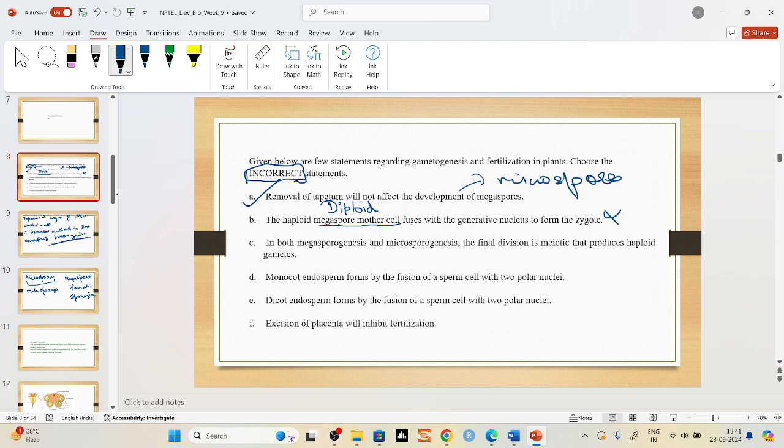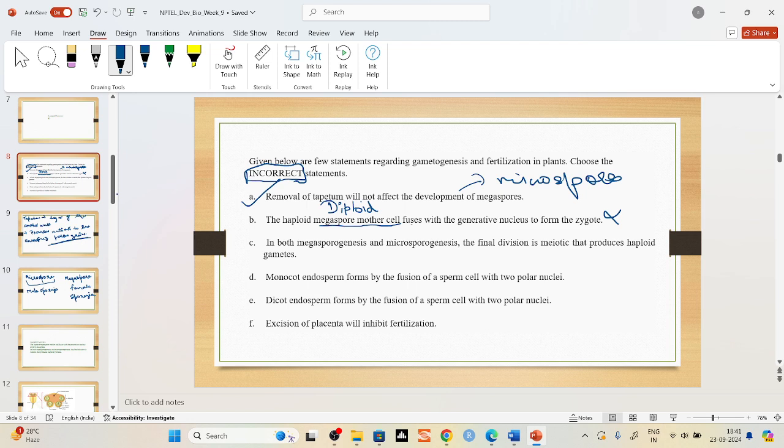And the egg, which is haploid, it fuses with the sperm nucleus, which ultimately forms the zygote. So here it is written that the haploid megaspore mother cell fuses with the generative nucleus to form the zygote. So first of all, your megaspore mother cell is not haploid, it is diploid. Second, these megaspore mother cells are not fusing with the generative nucleus, but your haploid sperm nucleus fuses with your haploid egg to form the zygote. Okay, is it clear? Fine. This is your incorrect statement.